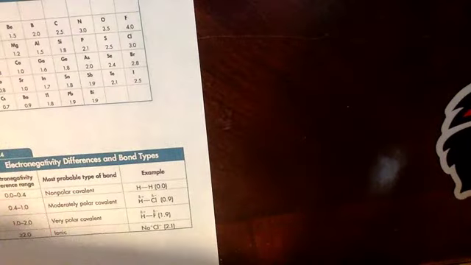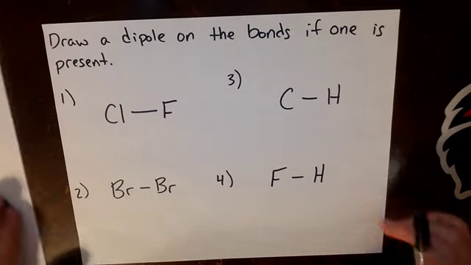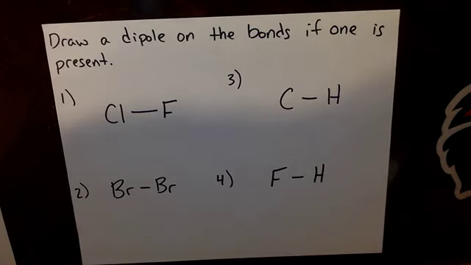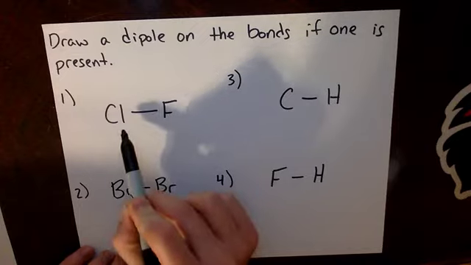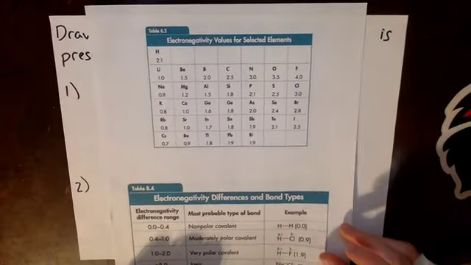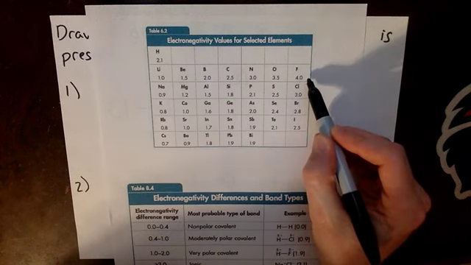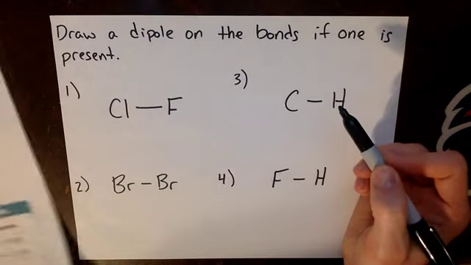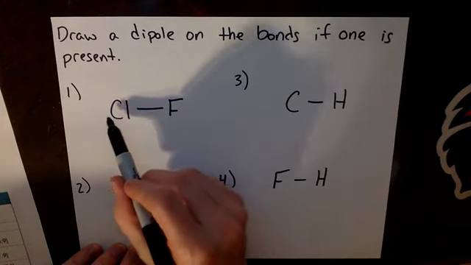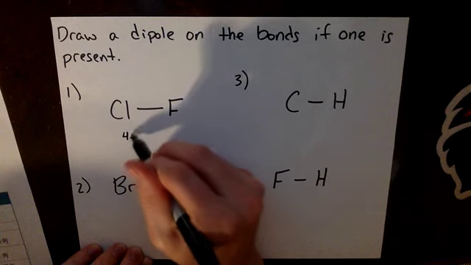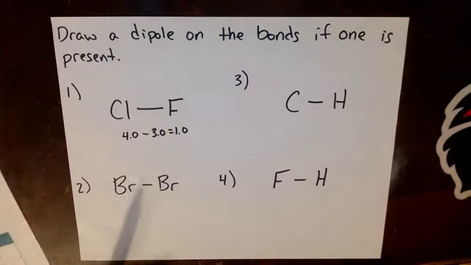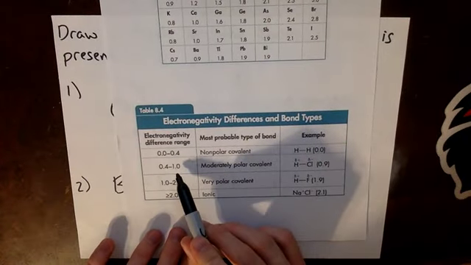Okay, the next set of questions involves drawing a dipole on the bonds if there is one. Okay, so we will look at these. We've got chlorine bonded to a fluorine. So again, we'll need to know their electronegativity values. Fluorine is 4.0, it's the most electronegative. Chlorine is 3.0. So since fluorine is more electronegative than chlorine, and we'll subtract to prove that it is polar, 4.0 minus 3.0 is 1.0. And a difference of 1 means you're polar.